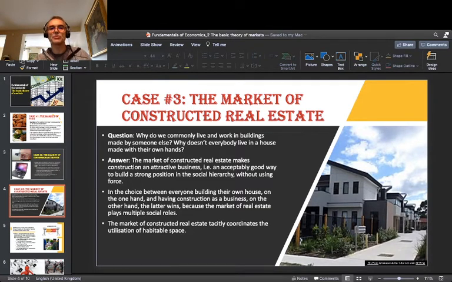So in the choice between everyone building their own house on the one hand and having construction as a business on the other hand, the latter wins, because the market of real estate has those multiple social roles: making money, making social position, creating a non-violent hierarchy and so on. So the market of constructed real estate, we can say, tacitly coordinates the utilization of habitable space.